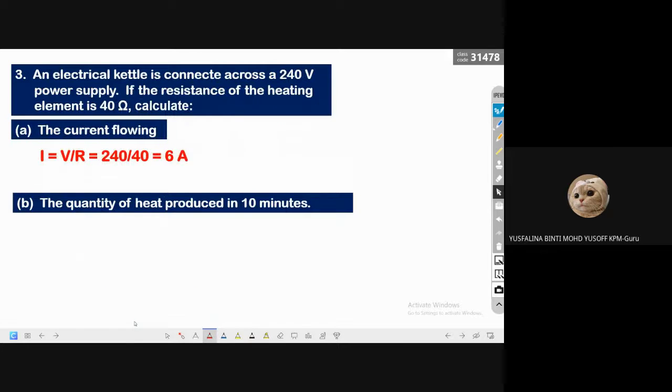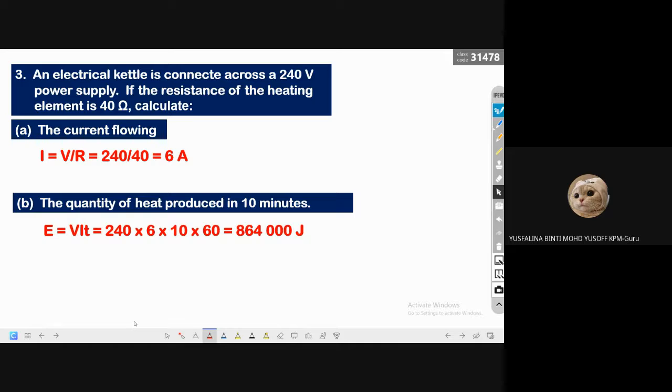Okay, so this is the example. An electrical kettle is connected across a 240 volt power supply. If the resistance of the heating element is 40 ohm, meaning R is 40 ohm, they ask you to find the current flowing. So basically V is equal to IR, from Ohm's law. Then you get the answer, 6 ampere.